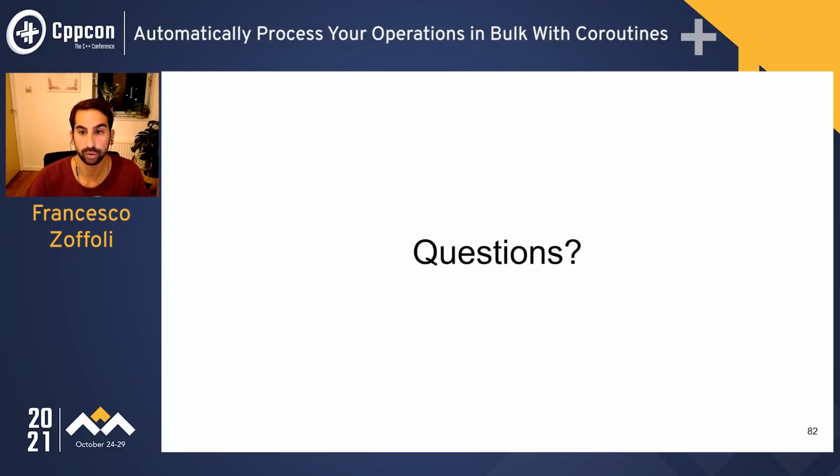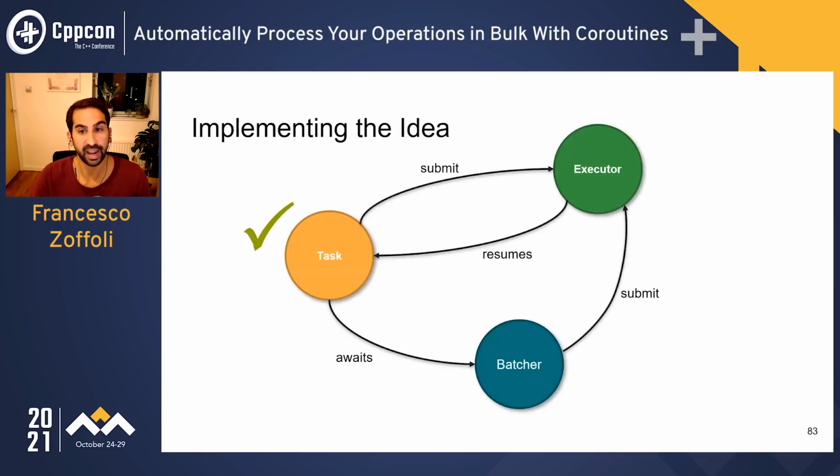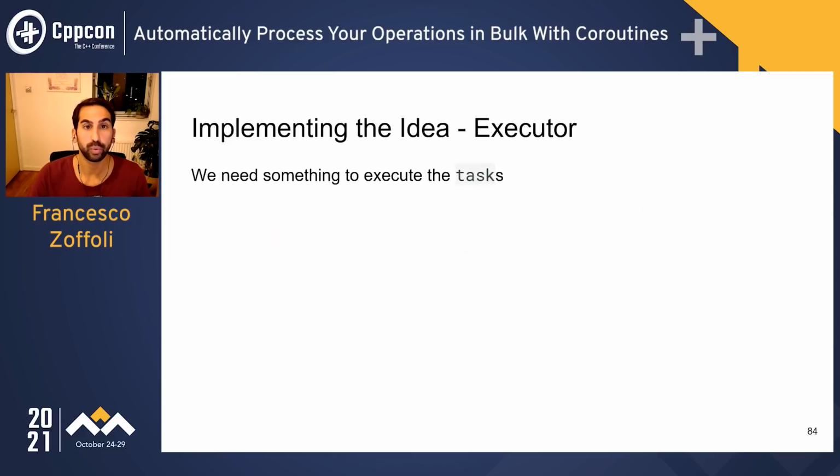I see there are no questions, so I'll continue. And at this point, we implemented the task. So we need something to execute these tasks. Wait, I think there's a question. Yes, we just got a question from Ryan. How does the compiler allocate here? Does it use global operator new?